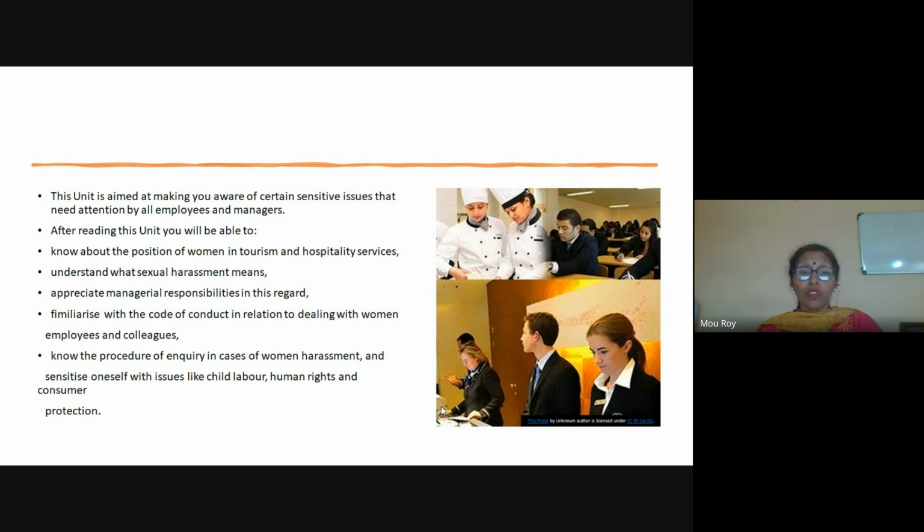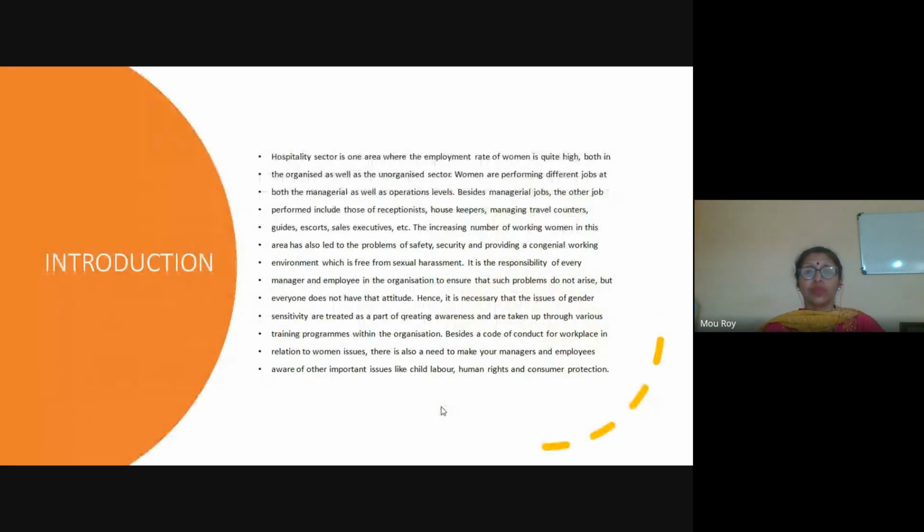and familiarize yourself with the code of conduct in relation to dealing with women employees and colleagues. You should know the procedure of inquiry in cases of women harassment. There's a committee like a sexual harassment committee. You will find this not only in small organizations but even in big reputed organizations and educational institutes. There's a separate cell which takes care of all the sexual harassment, and sensitize oneself with issues like child labor, human rights, and customer protection.